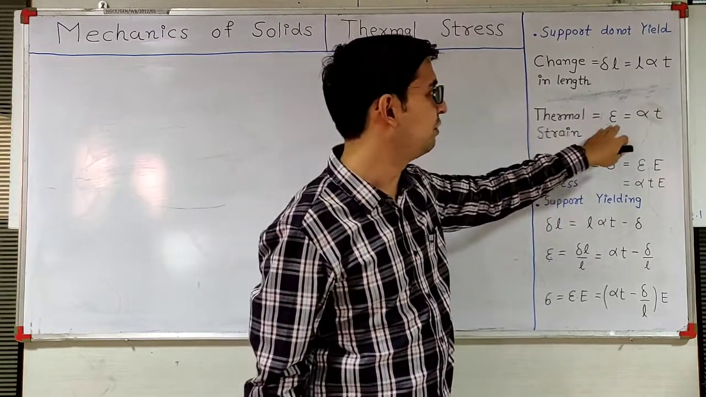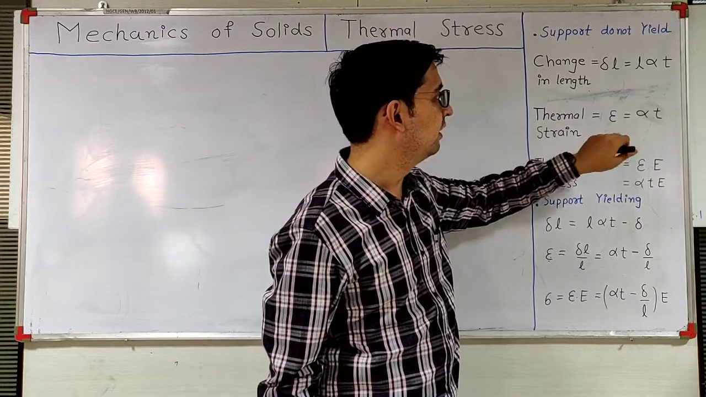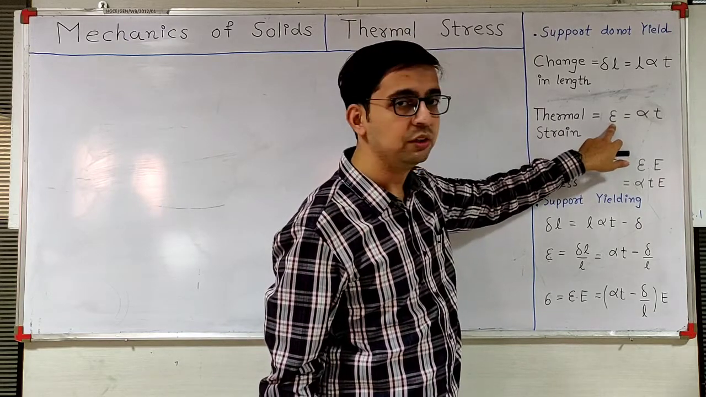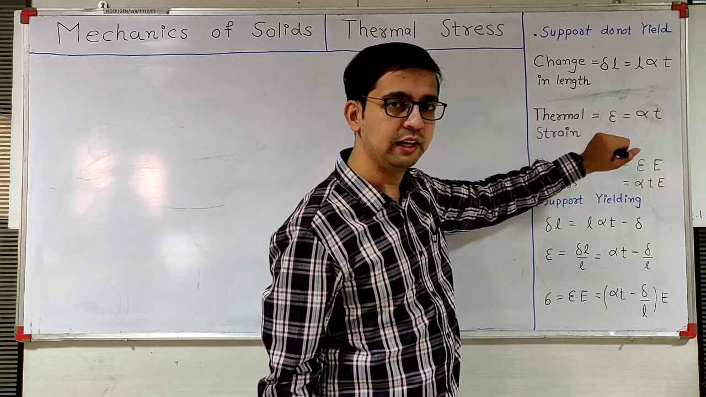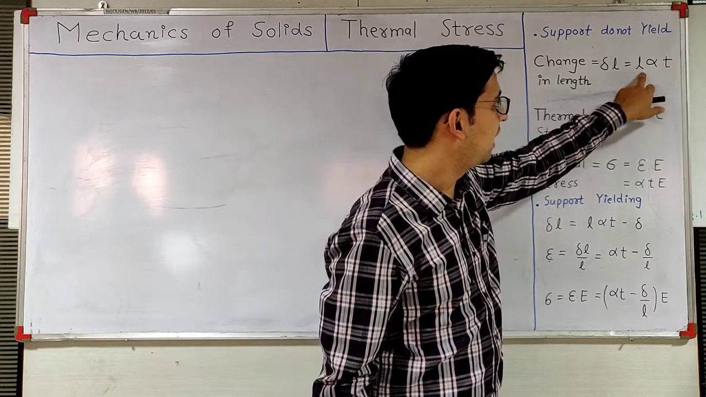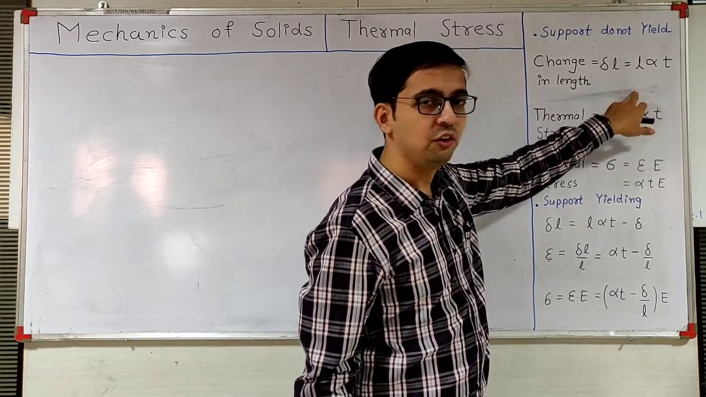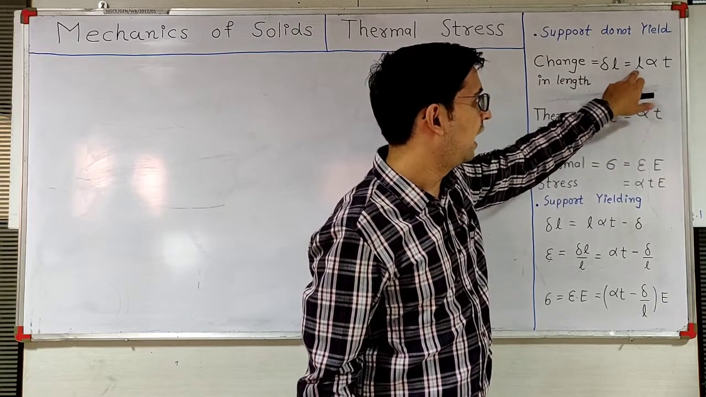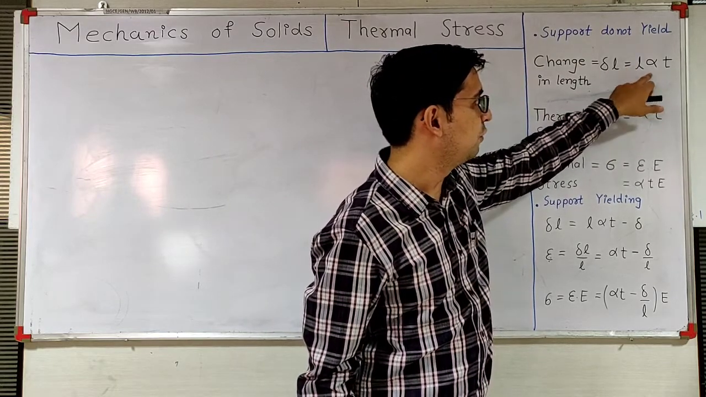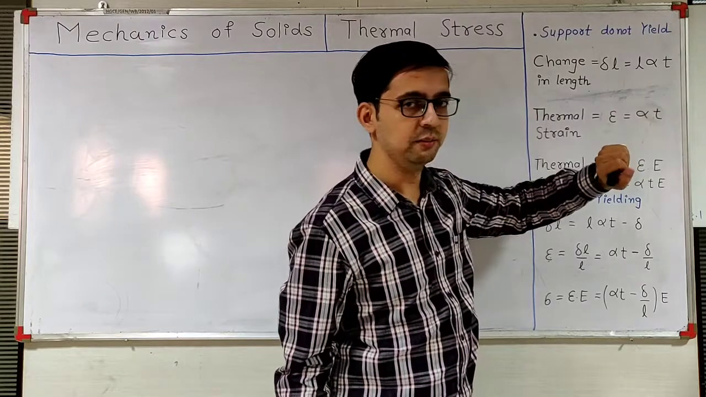Now thermal strain is denoted by epsilon and the equation is alpha into T. How do we derive this equation? Thermal strain equals change in length over original length. L alpha T is the change in length, divided by the original length L, so you get alpha into T.